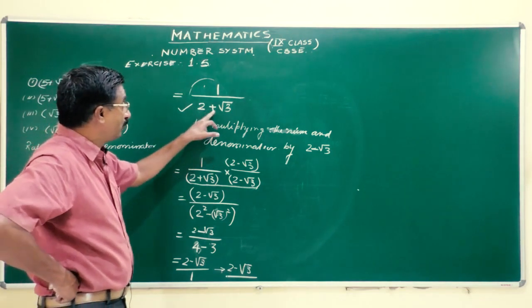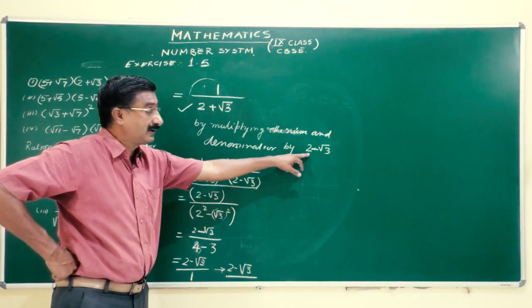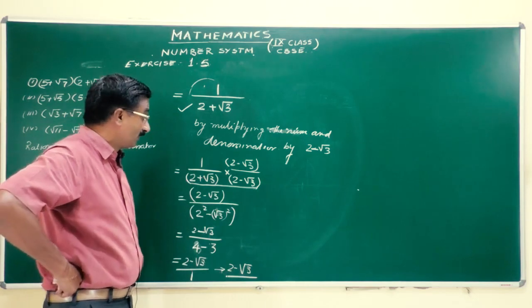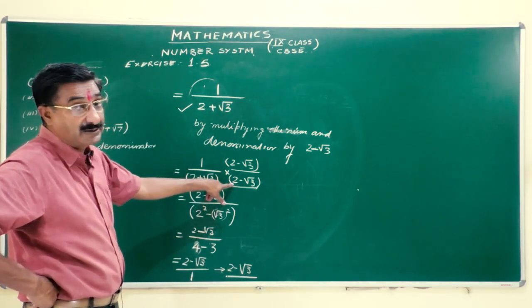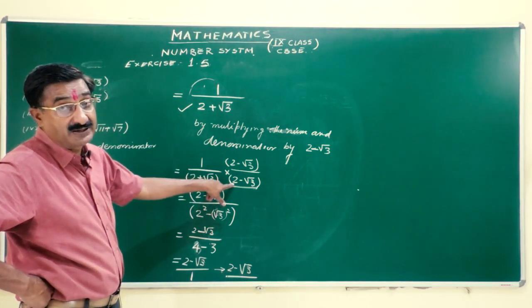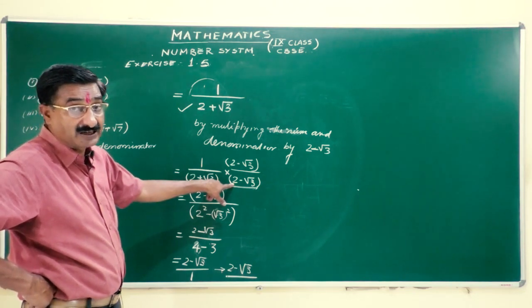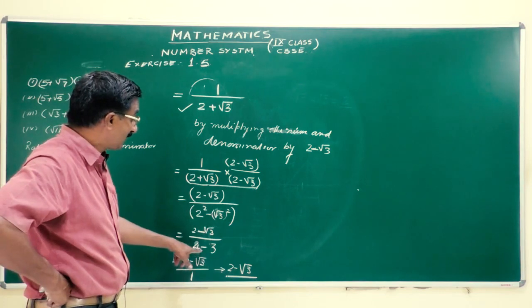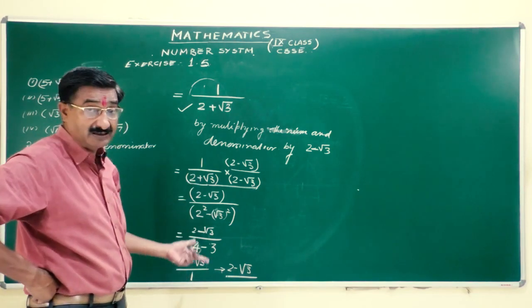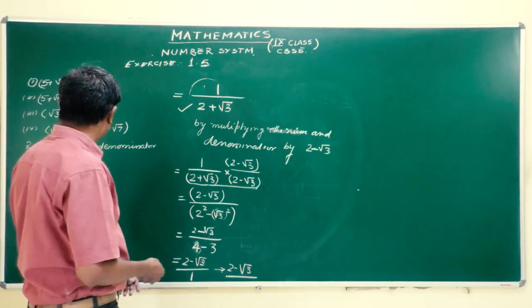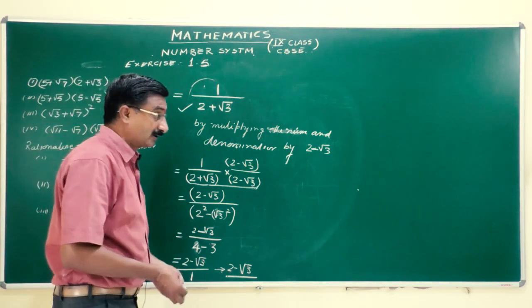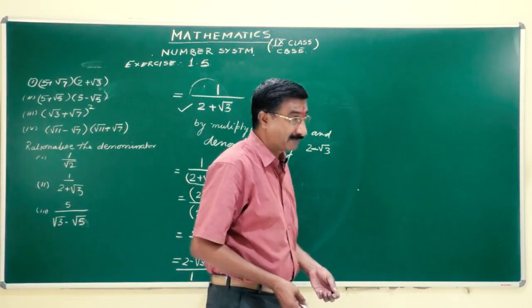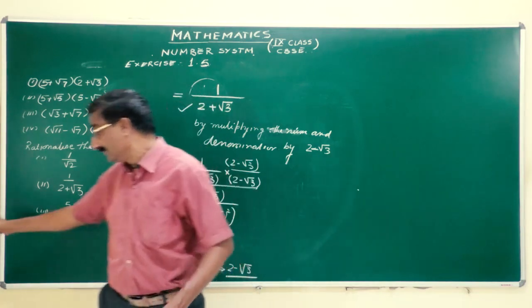Here, 2 plus root 3, we have multiplied and divided by 2 minus root 3, so that we can use the identity (a plus b) into (a minus b) is equal to a square minus b square. So this term will become a rational number. So the denominator is rationalized. Now the third example, which is also similar.